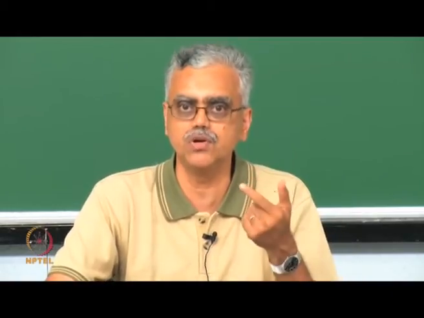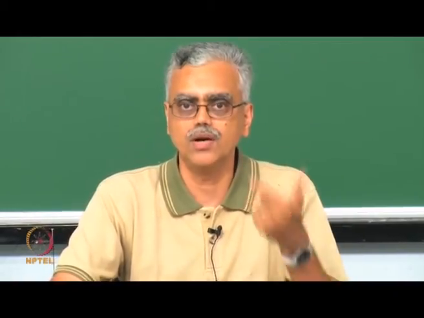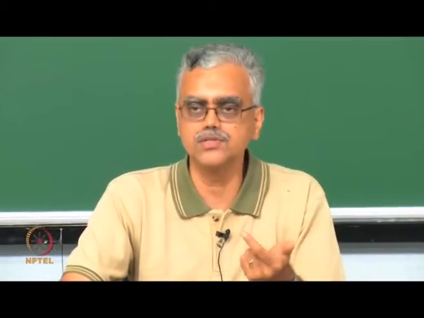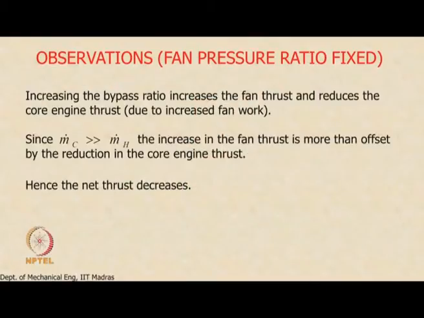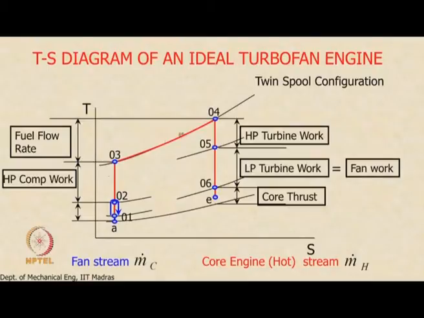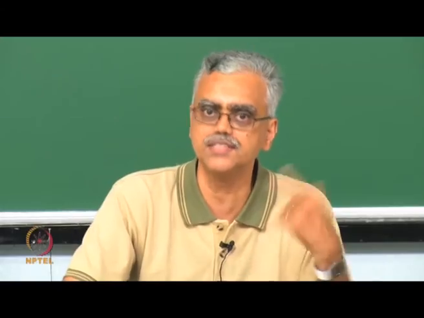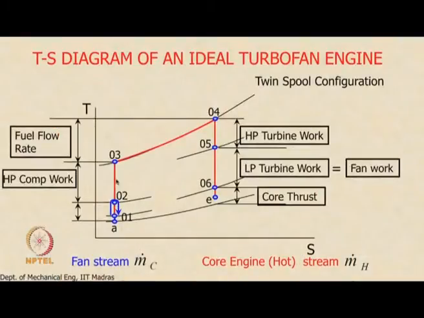If I increase m dot c, the work consumed by the fan increases, because it is multiplied by m dot c. That means the low pressure turbine now has to do more work. If you see here, everything will remain the same up to 0.6. Remember, this is the LP turbine work, which is equal to the fan work. State point 0.2 will remain the same because the fan pressure ratio is fixed. We are only looking at increasing m dot c, so its effect will not show up anywhere here except at the turbine exit.